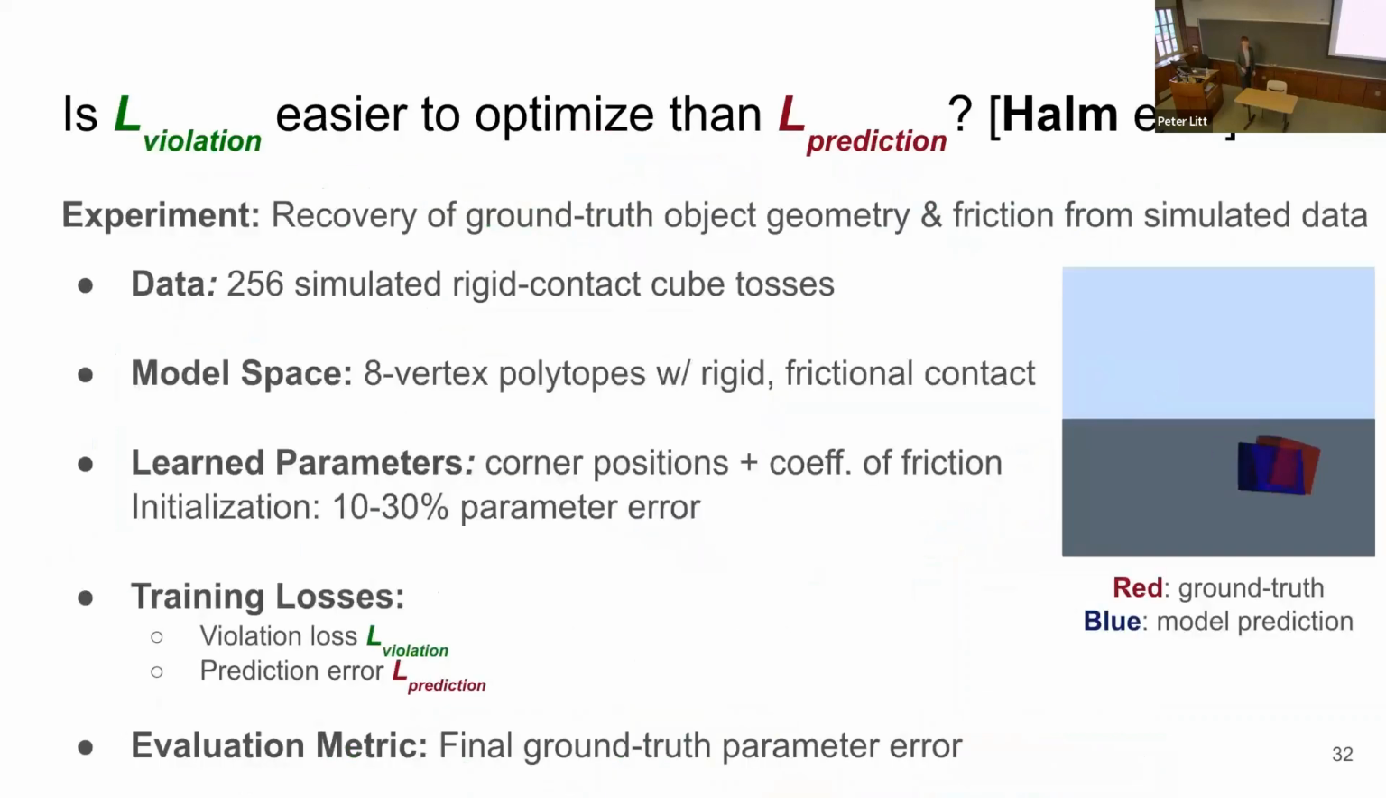So going beyond a 1D example to something more complex in 3D, we're going to return to this canonical system of dice rolling. And particularly, we're going to practically and directly compare the ability of our loss and prediction error and their ability to optimize parameters to fit data with gradient descent. And we're going to do this in simulations such that we have access to ground truth physical, geometric, and frictional parameters.